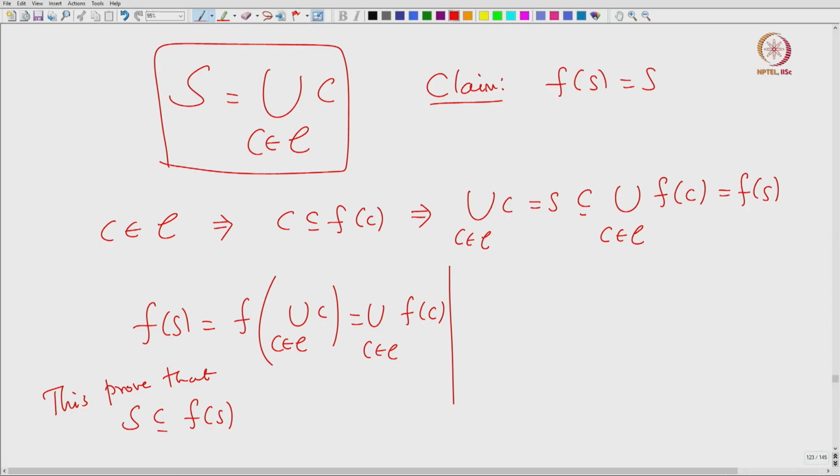So, now what about the other way? Now if you are taking, for example, an element C in cal C, then it is clear that C must be contained in f of C by definition.